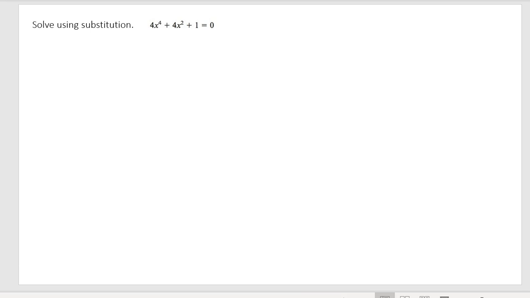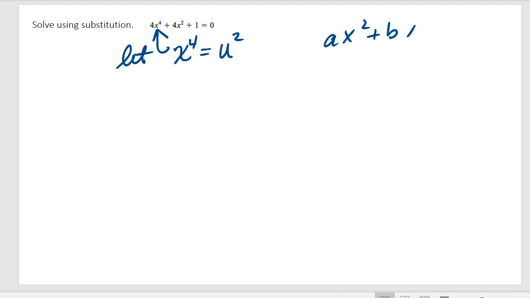So what we're going to do is look at our largest exponent, and whatever it is, if it's a variable or a variable expression, we're going to write it, and then we're going to let it equal u squared. And this is going to be our substitution. I want this to be ax squared plus bx plus c. But you can see we want this to be an x squared and we have an x to the fourth.